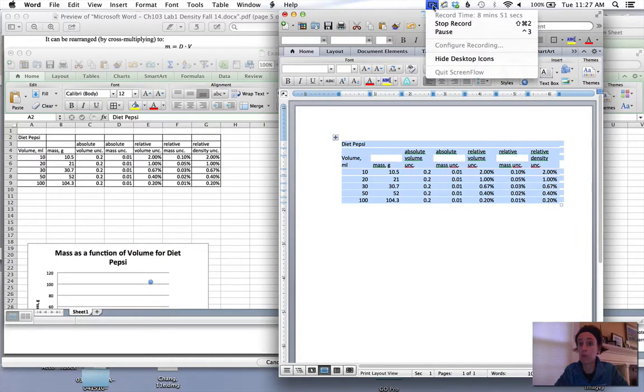Okay, so hopefully that's helpful in learning how to calculate those relative uncertainties without too much time and put that into your lab report.